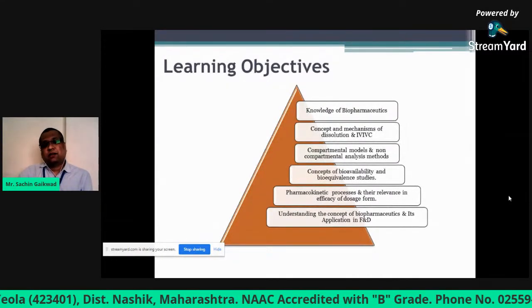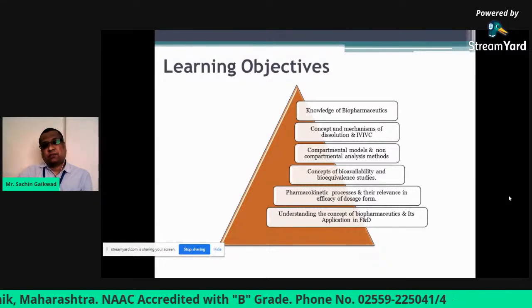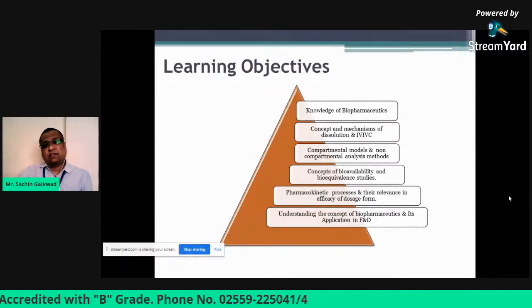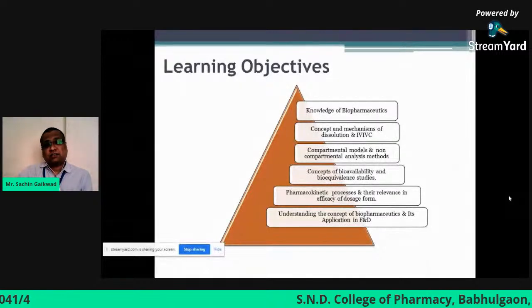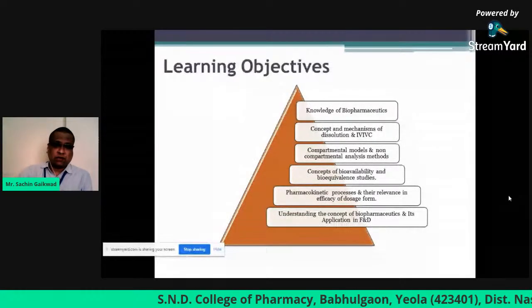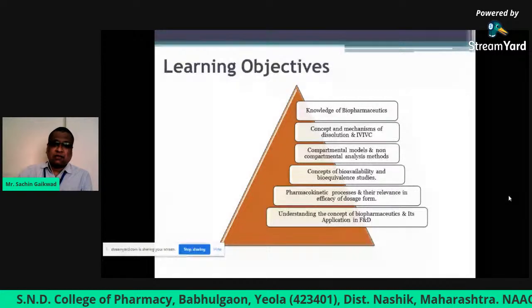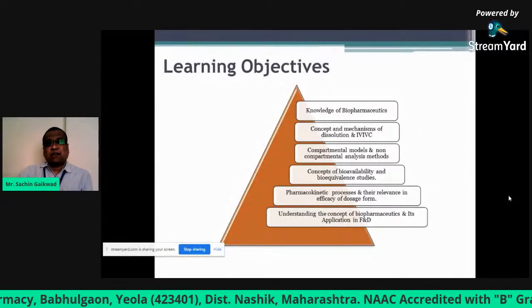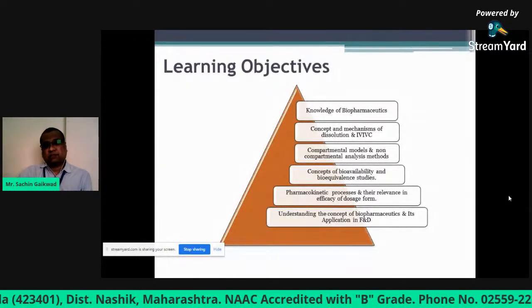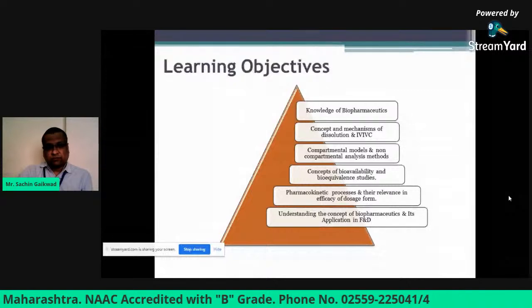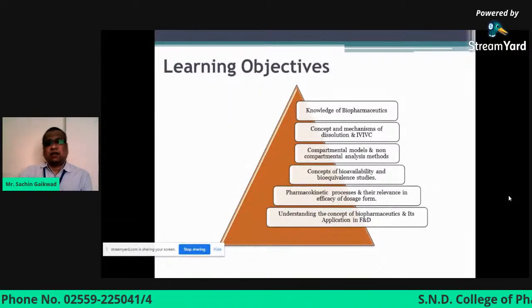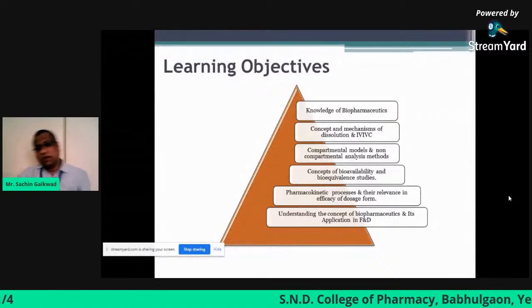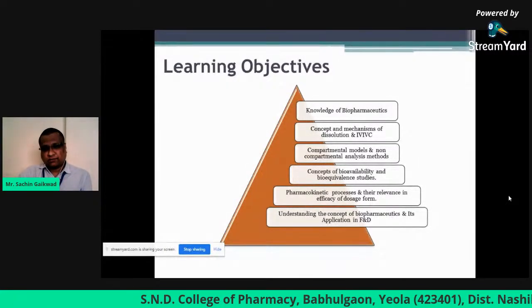Second one is to study the pharmacokinetic process and their relevance in efficacy of a dosage form. Third one is to study the concept of bioavailability and bioequivalence. Fourth one is the compartment models and non-compartmental analysis methods. Fifth one is the concept and mechanism of dissolution and IVIVC. IVIVC means in vitro in vivo correlation.